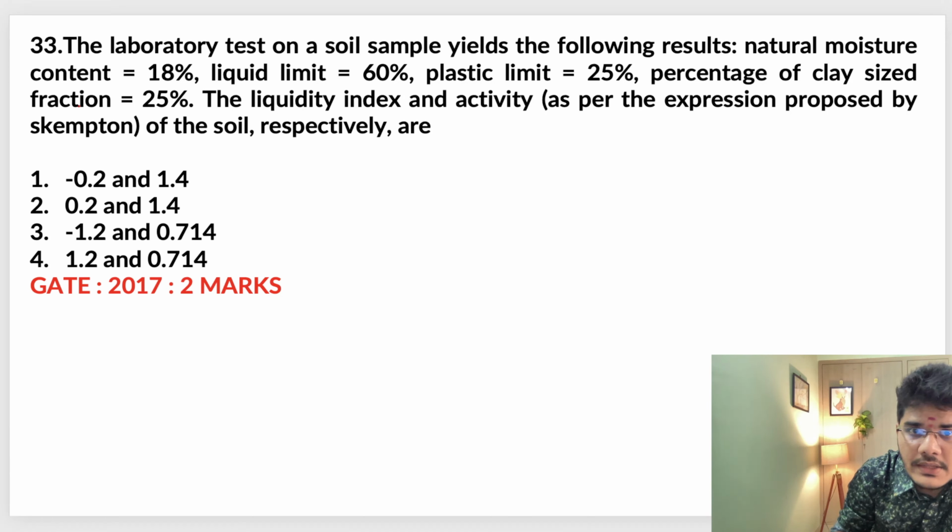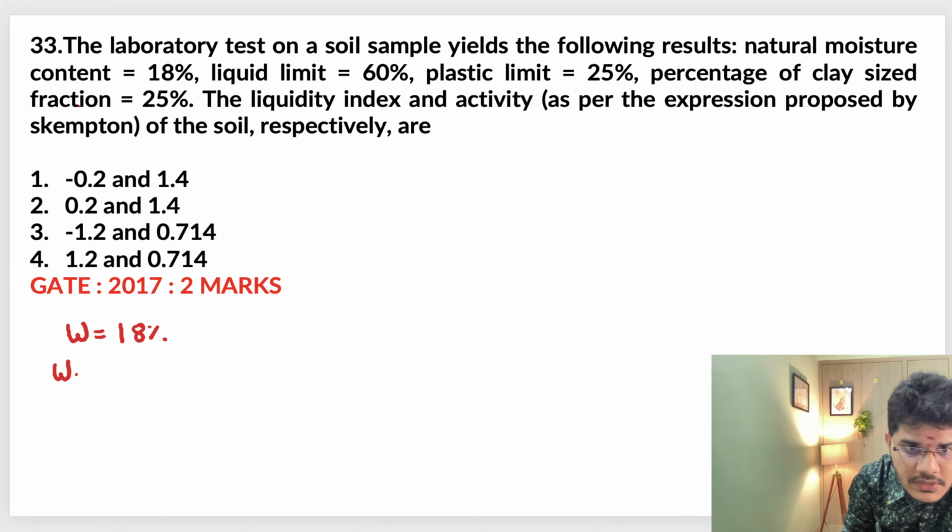The laboratory test on a soil sample yields the following results. What he has given: natural moisture content is equal to 18%. Let us suppose natural water content W is equal to 18%, and liquid limit W suffix L is equal to 60%, and plastic limit W suffix P is equal to 25%.